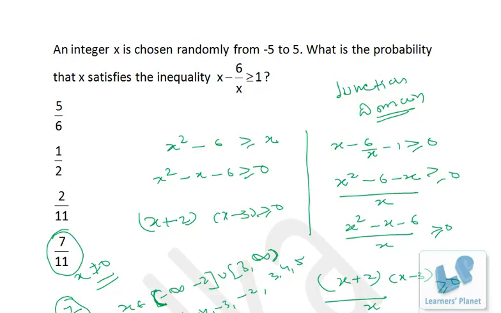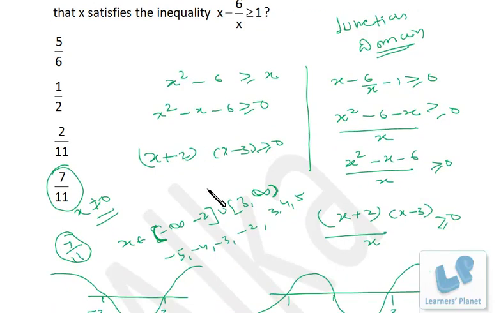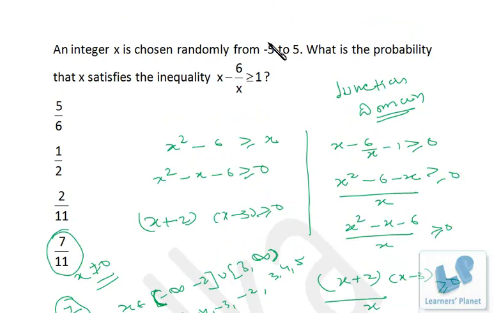Now why am I telling you this is wrong? According to this solution, the favorable values of x are minus infinity to minus 2 union 3 to infinity. No problem with 3 to infinity, but there is a problem with minus infinity to minus 2. Why? Because suppose I take the value minus 6. Minus 6 is included in this. So if I put x as minus 6, minus of minus 6 by minus 6 will be plus 6. Is it greater than or equal to 1? No, it's 0. It's not greater than or equal to 1, right? So that's why it is wrong.